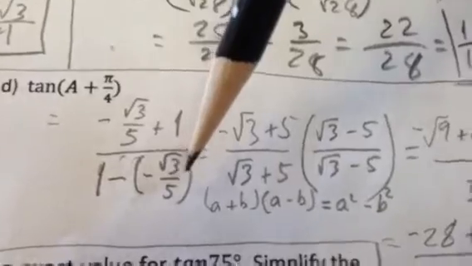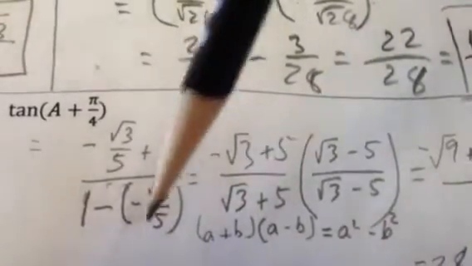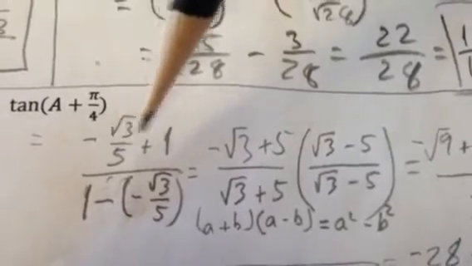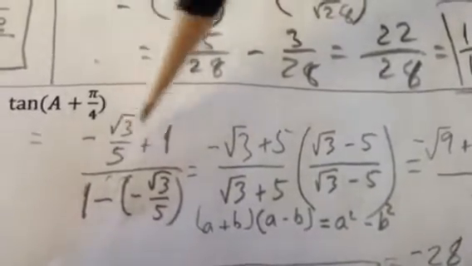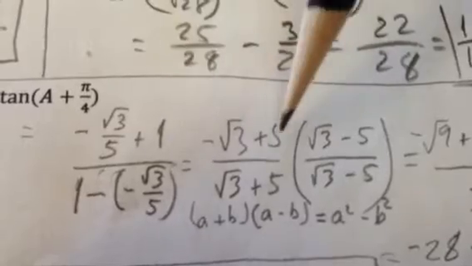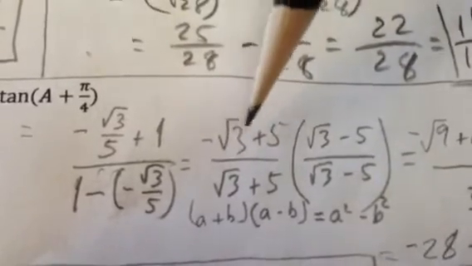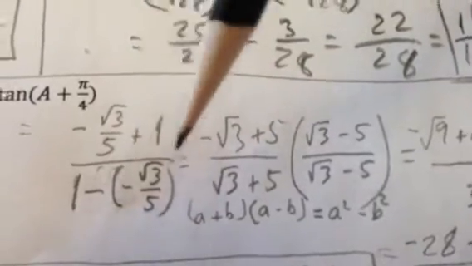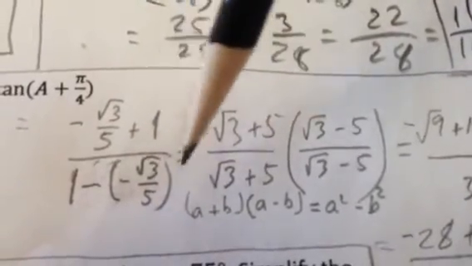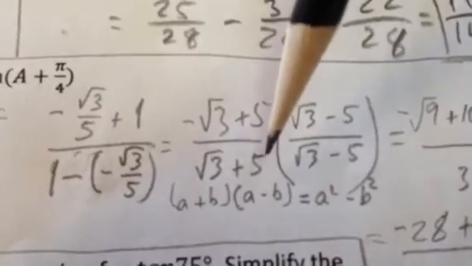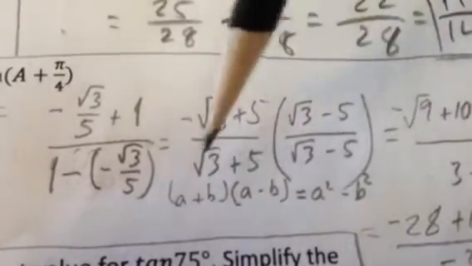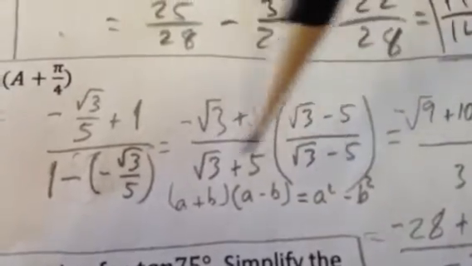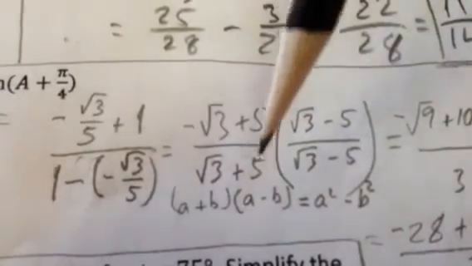Now my next step, what I did was I multiplied the top and the bottom by 5 to get rid of that little fraction there, having a denominator of 5. So that gave me, 5 times this is just negative root 3, and 5 times 1, of course, is 5. So negative root 3 plus 5 on the top, and 5 plus root 3 on the bottom, or root 3 plus 5 on the bottom. Now, what I'm going to do is multiply the bottom of this fraction by its conjugate so that I can rationalize the denominator of this fraction.